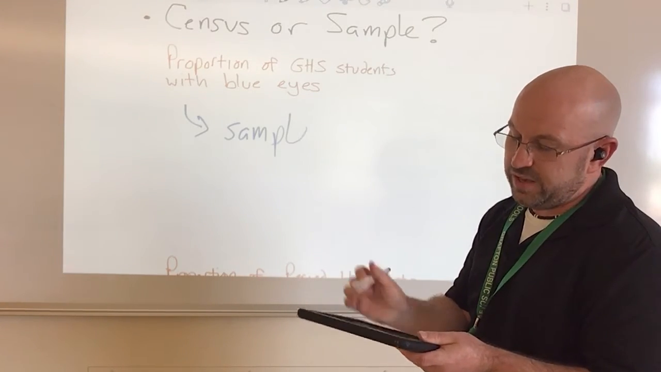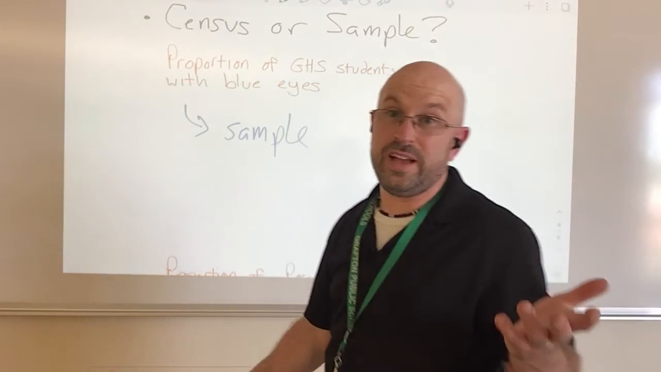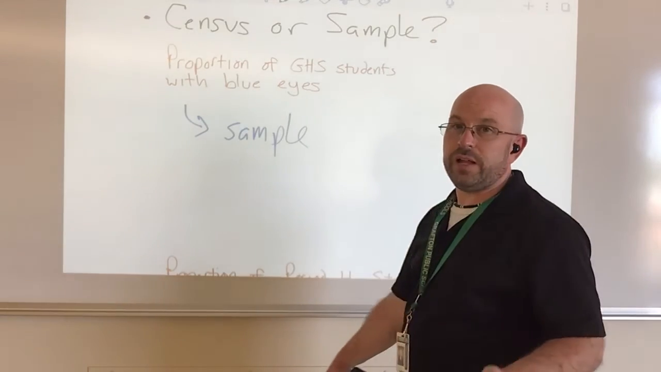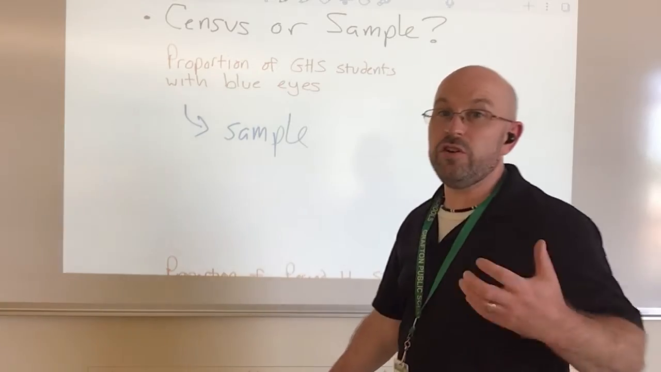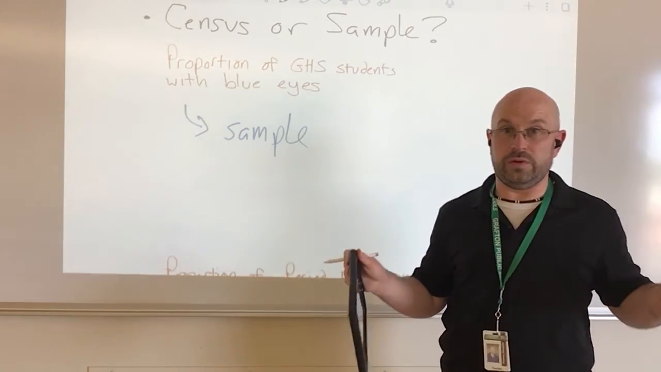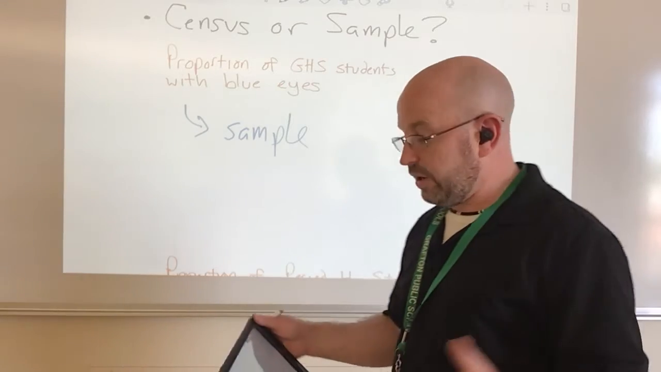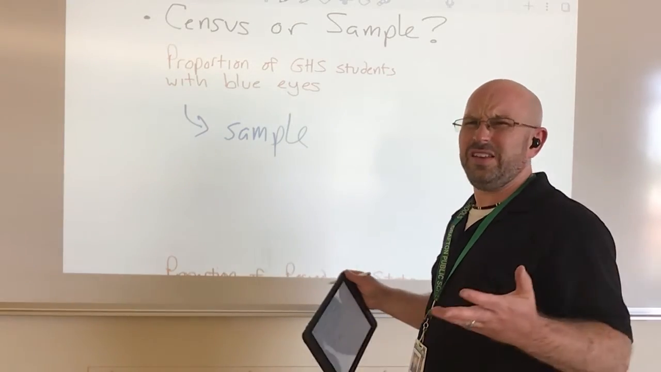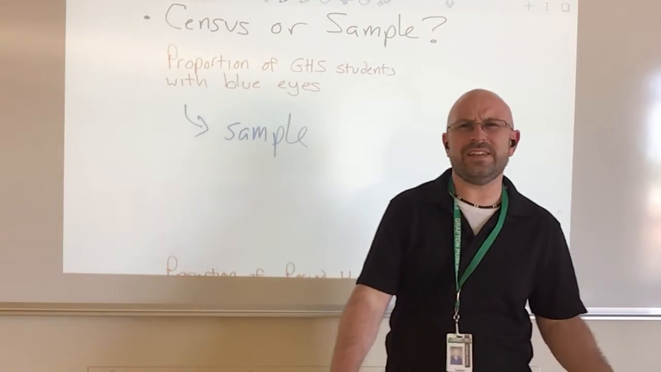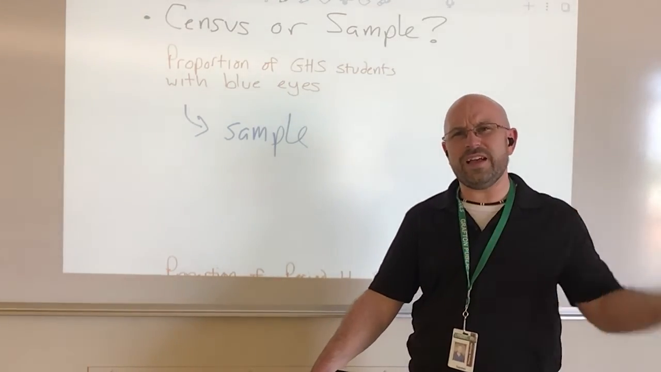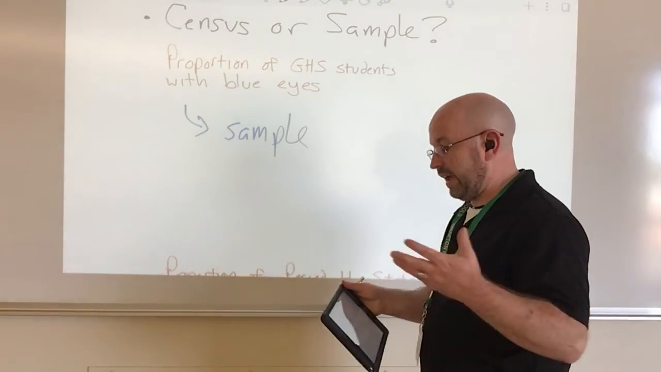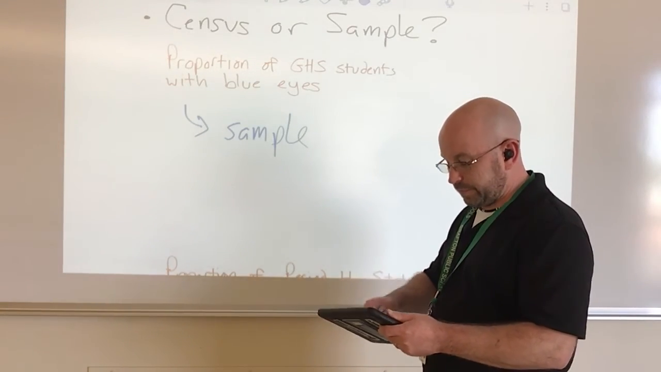So what would you do in this case? I'd probably randomly select maybe 50 students, figure out their eye color, get a proportion, and then you're going to learn how you can use that proportion and generalize it to the entire school. You're going to learn that in this course. It's pretty cool. And that's how they do so much when it comes to advertising, when it comes to elections. So much of your life is built on statistics. You're going to learn about that as we go through this.